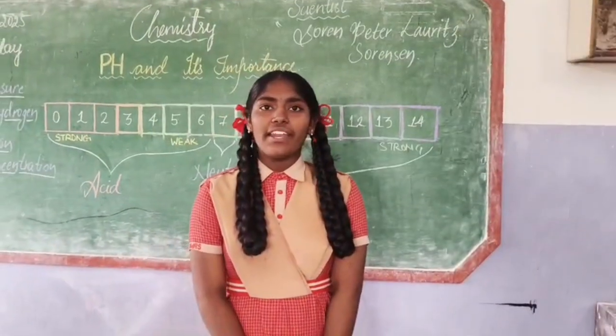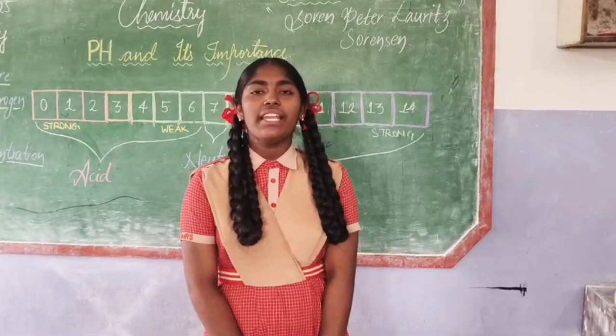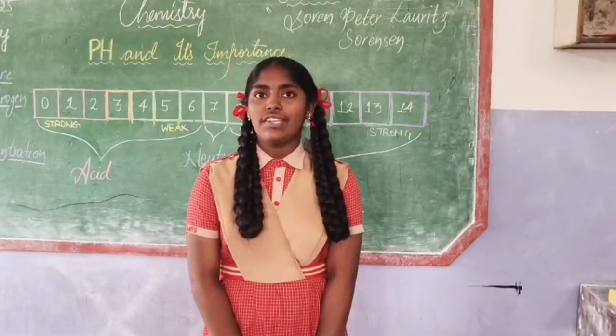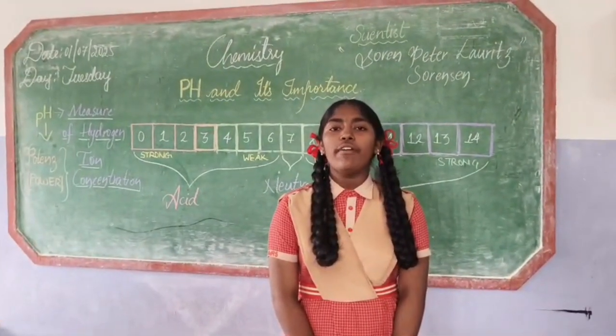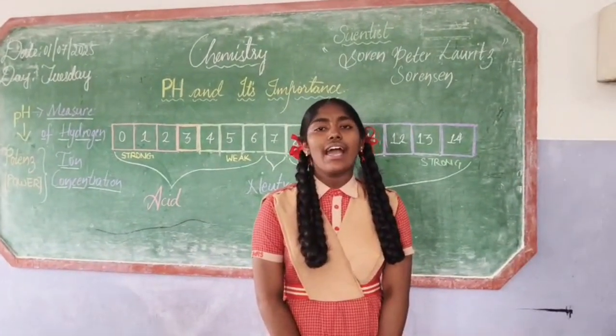Hey everyone, this is Barry from 10th standard. I am here to explain about the importance of pH and acid rain. The pH level of normal rainwater is 5.6. When the pH level decreases below 5.6, it will cause acid rain.